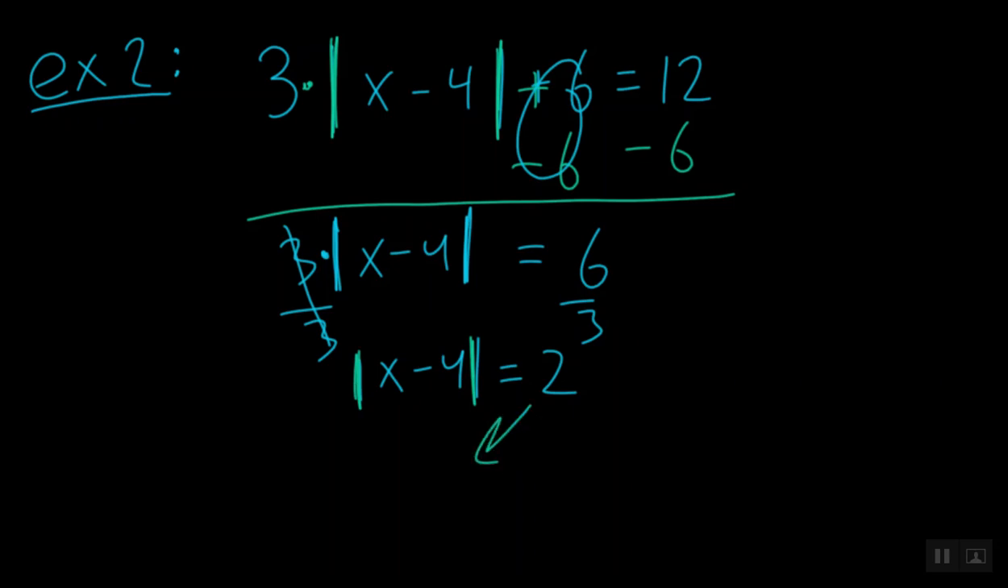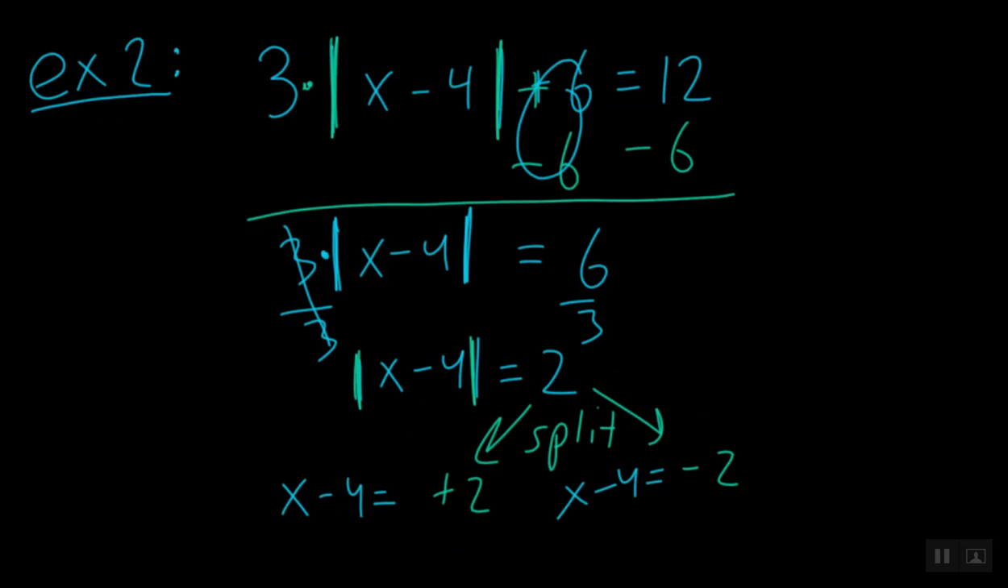So we can take the 2 and we can do the split to show both the positive 2 and the negative 2, and then of course we drop the absolute value bars and we have x minus 4 equals 2 and x minus 4 equals negative 2. Let's go ahead and finish it off.